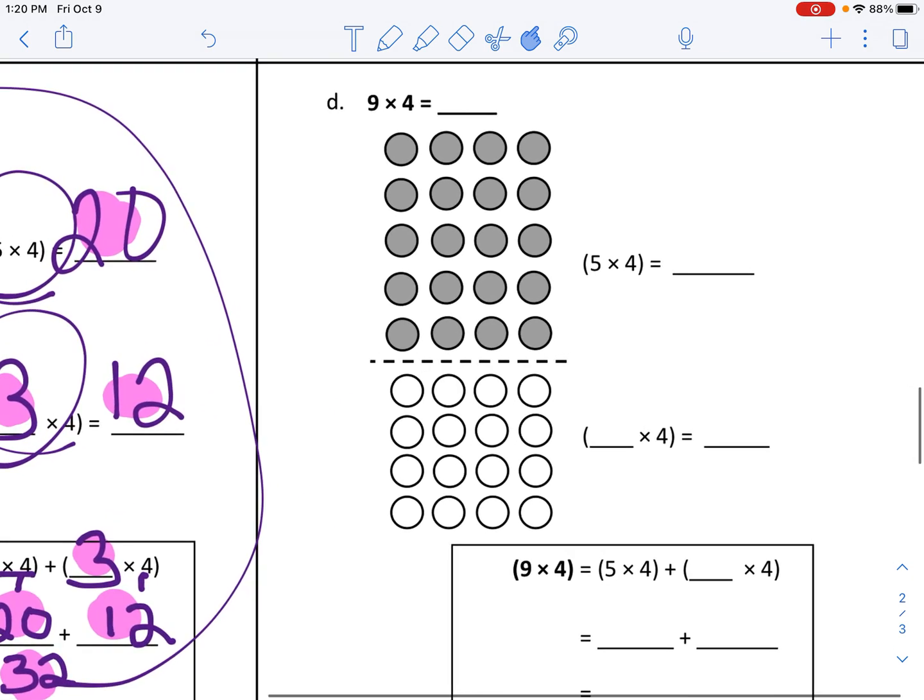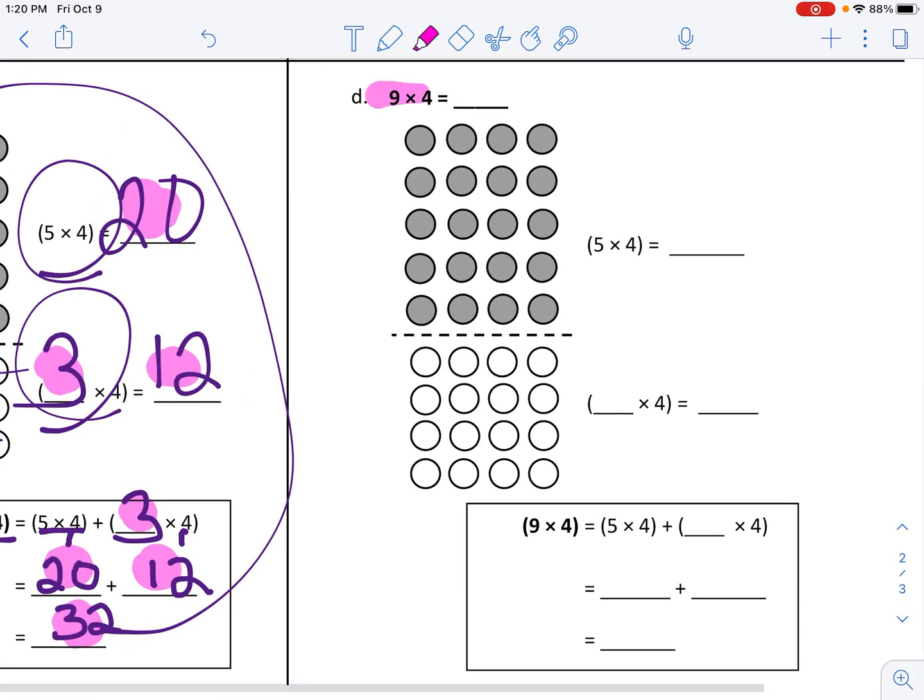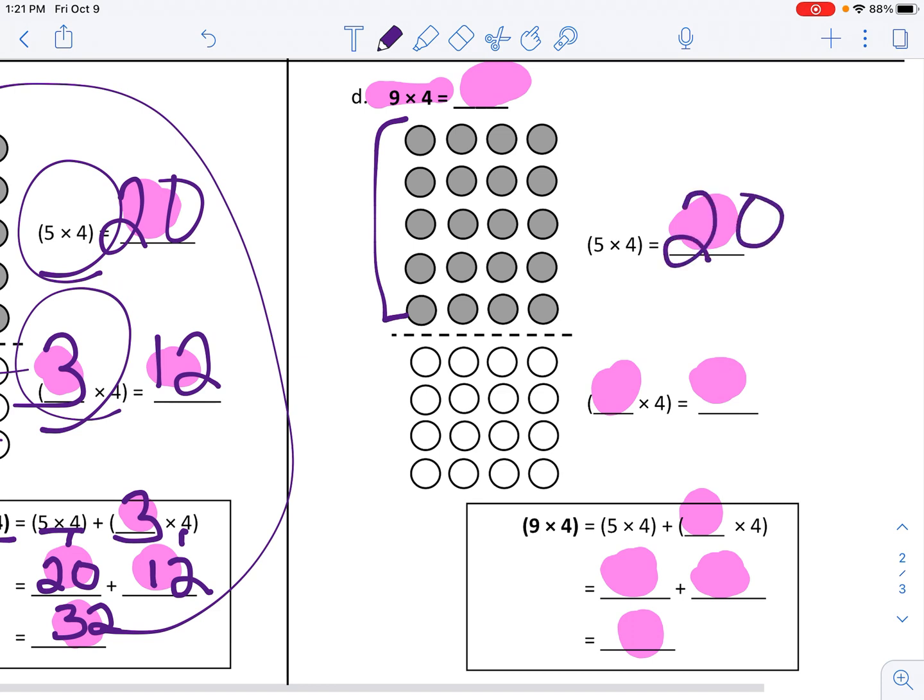And my last one on this page, 9 times 4. I need an answer here, here, here, here, here, here, here, and here. All right, the top part of our array is 5 times 4. It's been the same every single time. That's 20. Now down here I have 1, 2, 3, 4 rows of 4, which is 4, 8, 12, 16.